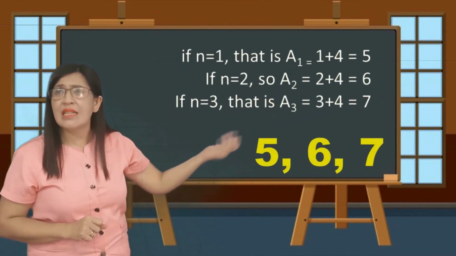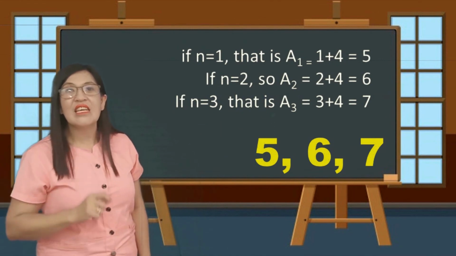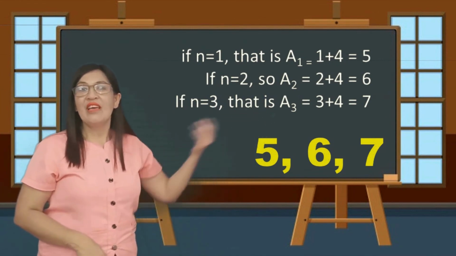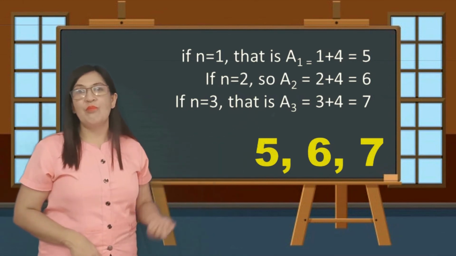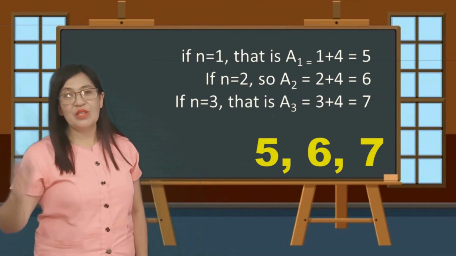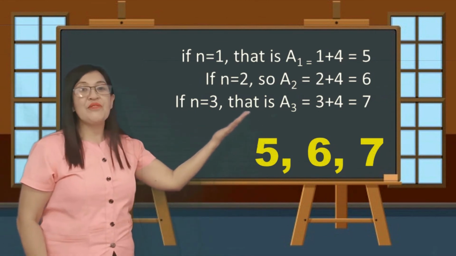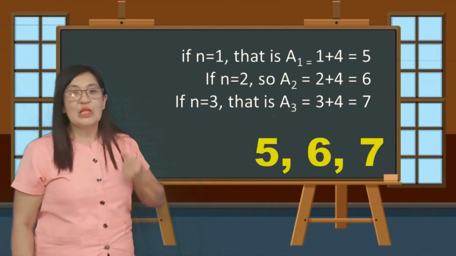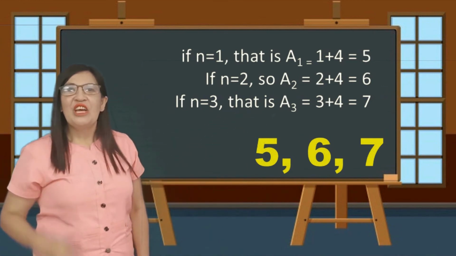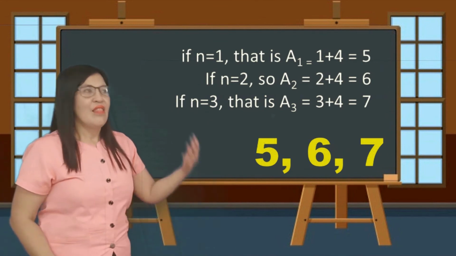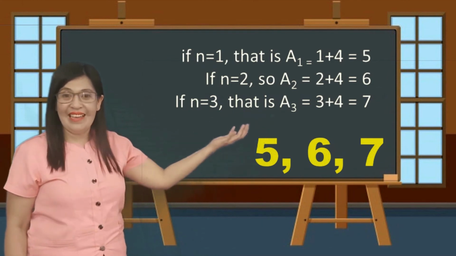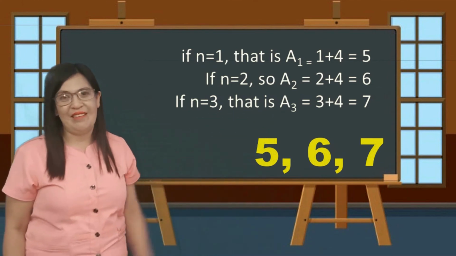Why 5, 6, and 7? Because if n equals 1, that is 1 plus 4 equals 5. So a sub 1 equals 5. If n equals 2, we will get 2 plus 4 equals 6. So a sub 2 equals 6. Finally, if n equals 3, this becomes 3 plus 4 equals 7. Hence, a sub 3 is 7.